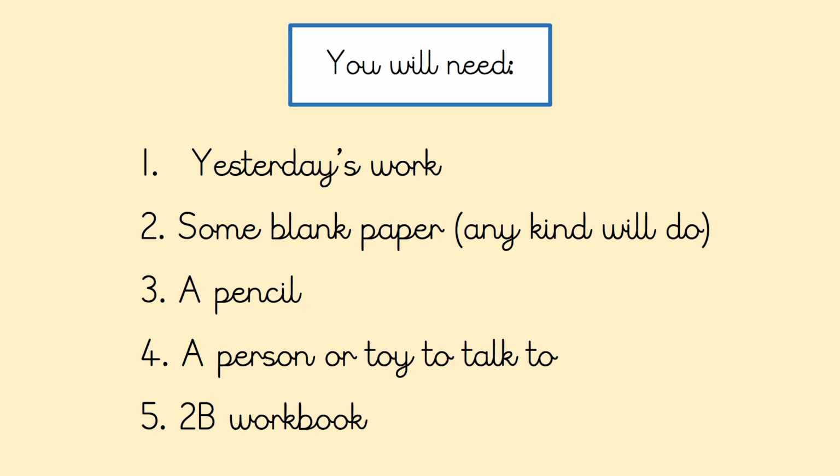So for today's lesson you're going to need yesterday's work. We'll start off by marking it. You'll need some blank paper and a pencil for your guided practice and working things out. You'll need a partner. And you'll also need your 2B workbook. Now, I think there are still a few people who don't have their 2B workbooks yet. If you don't, I have included a picture in the PDF file from the workbook, so you can still do the same work.